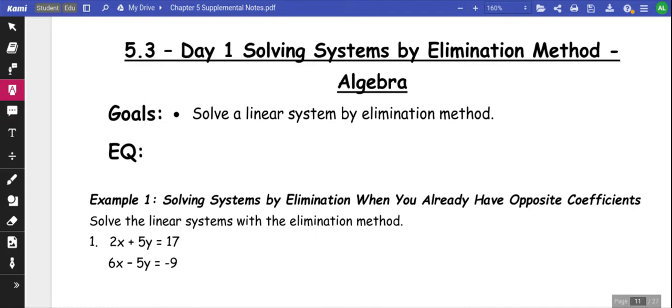So we've already done solving these systems by graphing. We've done solving by substitution. Now we are moving right along. We're going to solve these by elimination. So this is the final method that we're going to learn. I would say most people find this to be the easiest method.